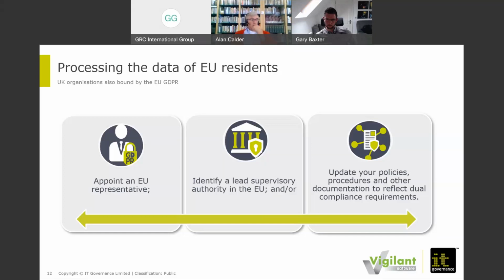If you're providing services into the European Union, you have to identify a lead supervisory authority in the EU. With effect from the 1st of January, the Information Commissioner ceased to be an EU ICO, so could no longer act as a lead supervisory authority for organizations providing services into the European Union. So you've got the ICO in the UK, and if you're providing services in the EU, you choose which supervisory authority you want in the EU, probably the same country in which you've appointed an EU representative from a point of view of practicality. And then you need to update your policies and procedures and any other documentation to reflect the dual compliance requirements that you have.